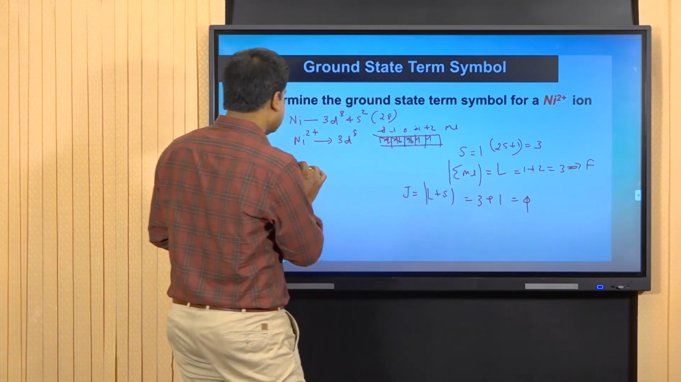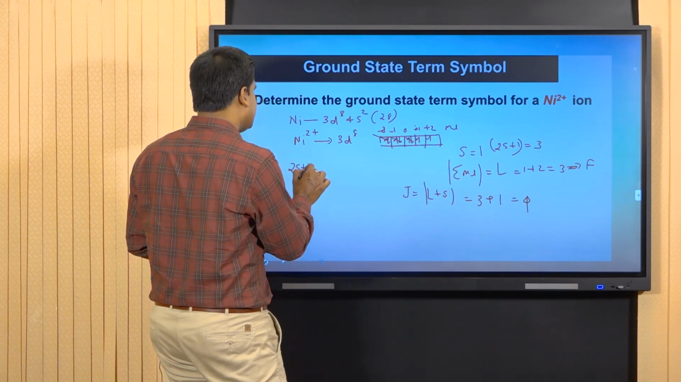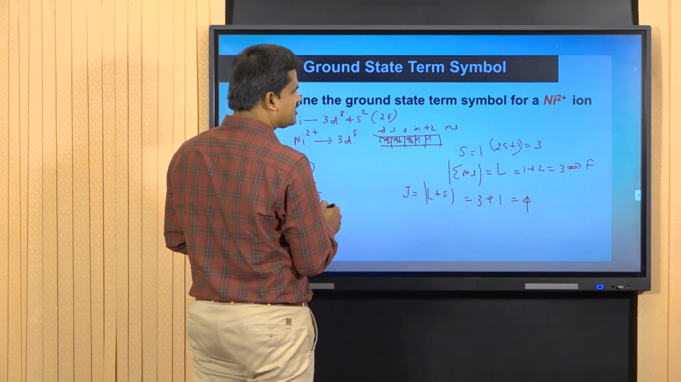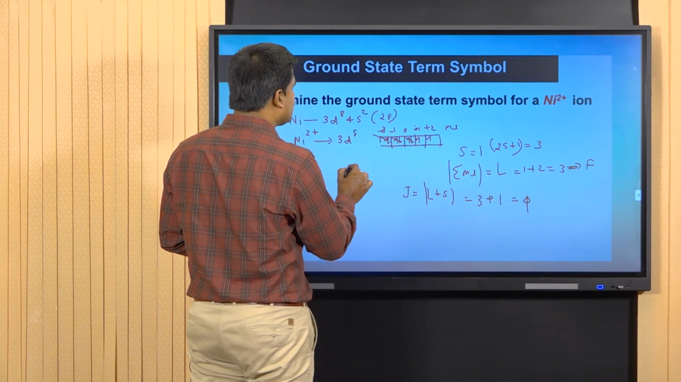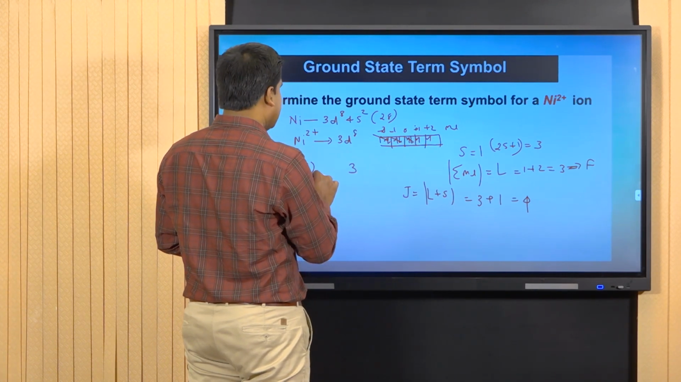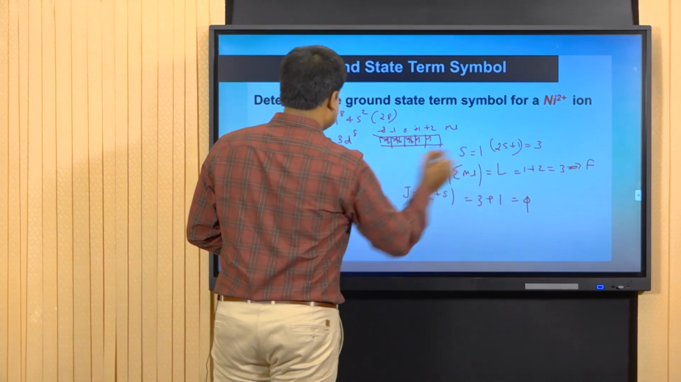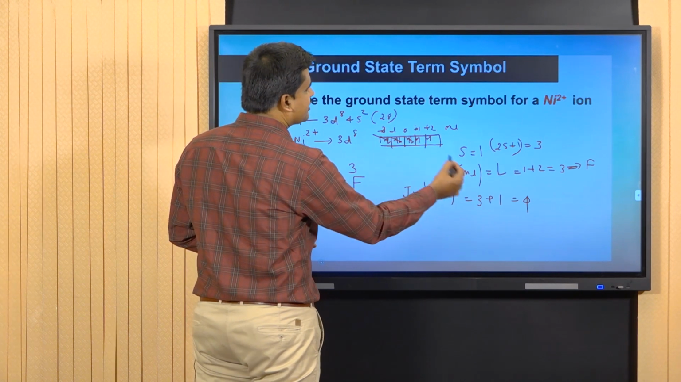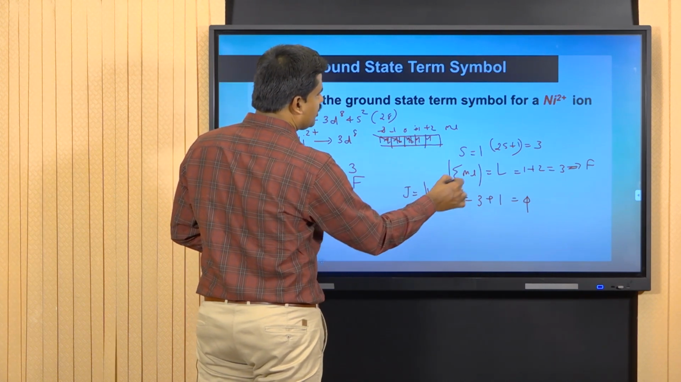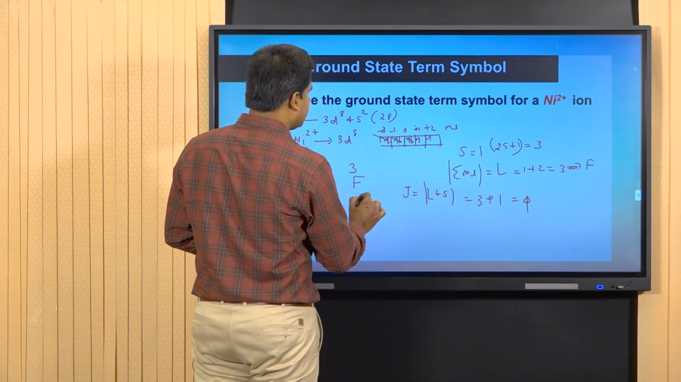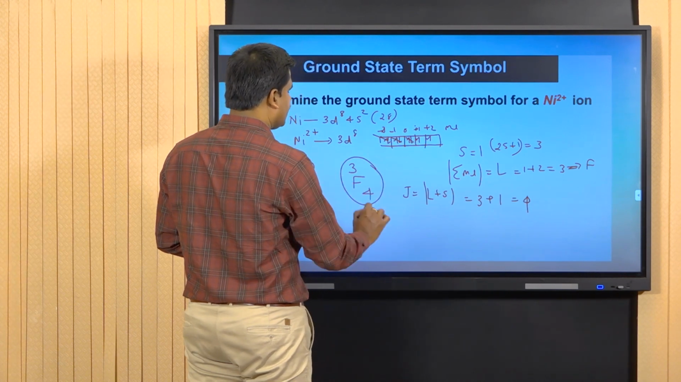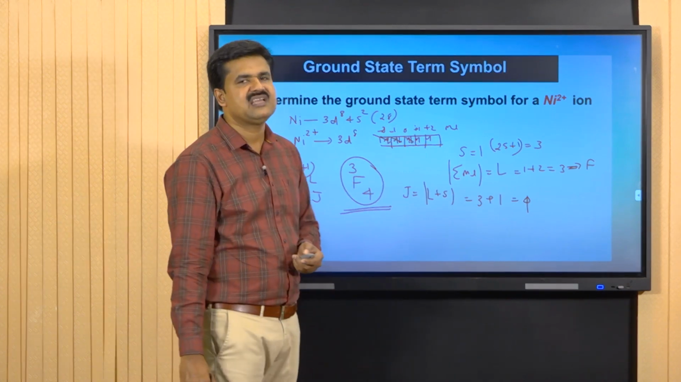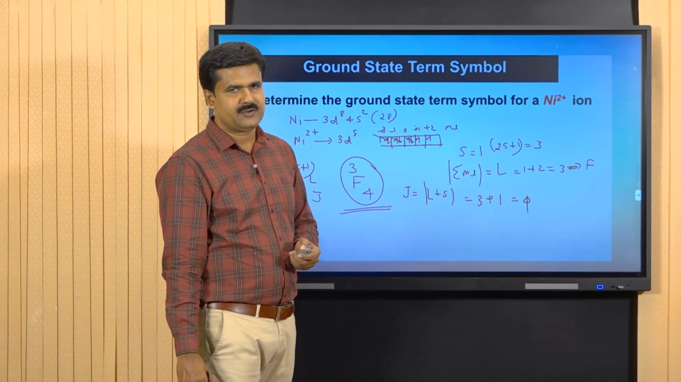So we got all the values in this term symbol, 2S plus 1, L, J, and we have to substitute the values. Since S is equal to 1, 2S plus 1 is equal to 3, and L is equal to 3, the term is nothing but an F term. J is greater than half-filled, so J is equal to L plus S, so 3 plus 1 equals 4, giving 3F4. This is the ground state term symbol for a nickel 2 plus ion.